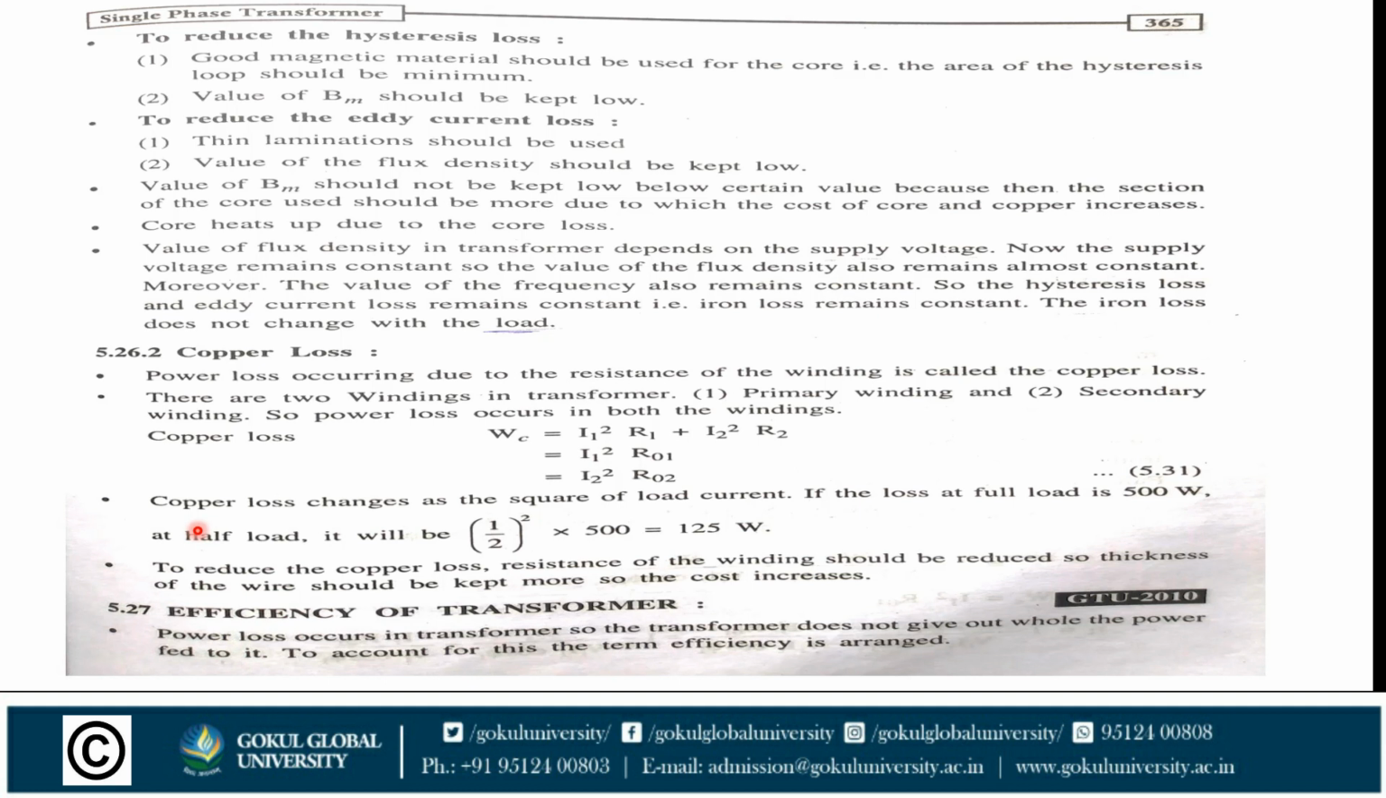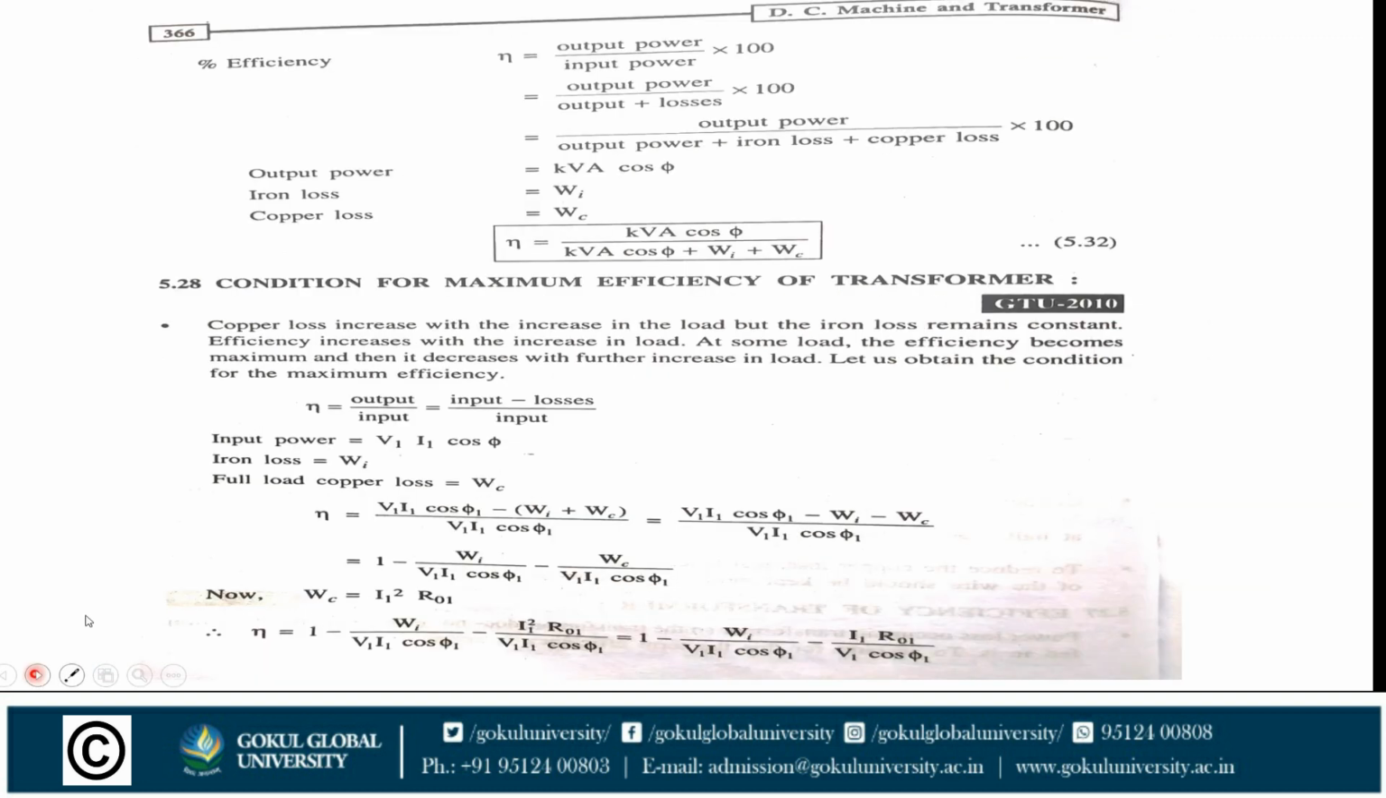Now we discuss the efficiency of the transformer. Power loss occurs in a transformer, so the transformer does not give out all the power fed to it. To account for this, the term efficiency is required. Efficiency is equal to output power by input power into 100. What is input power? Output plus losses. So we can write output power divided by output power plus iron loss plus copper loss into 100. There are two types of losses, iron loss and copper loss.